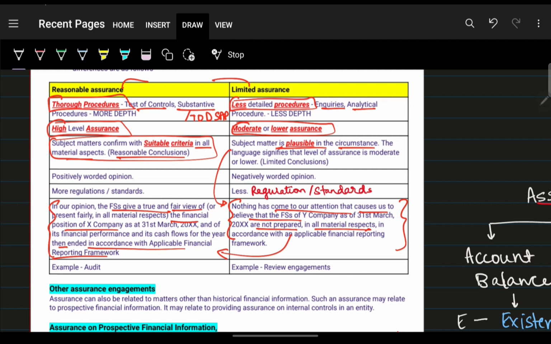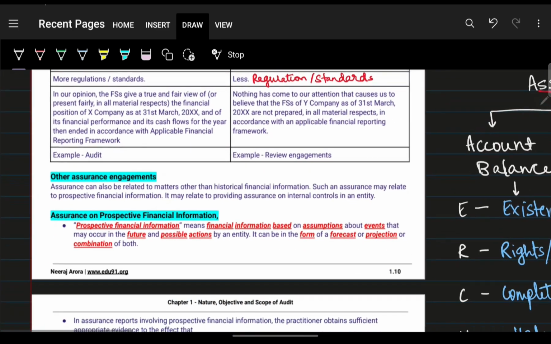Here we are saying that it is true and fair. Here we are saying we didn't find anything that would show us that it is not true and fair. So did you understand the difference, right? So in a lower level of assurance, we give a negatively worded opinion. Here we give a positively worded opinion. Okay. So when it comes to an audit, there are more regulations and more standards that have to be followed. Here there is less regulation, fewer standards to be followed. Okay. Next we'll move on.